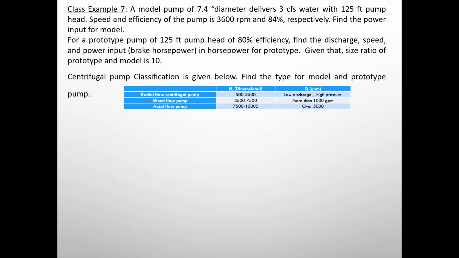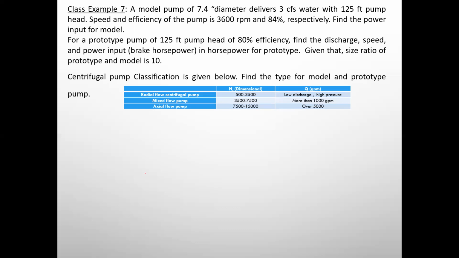Speed and efficiency of the pump is 3600 RPM, which is rotation per minute, and 84% efficiency. Find the power input for the model. Then for a prototype pump of 125 feet pump head and 80% efficiency, find the discharge, speed and power input in horsepower for the prototype, given that the size ratio of the prototype and model is 10. Centrifugal pump classification is given below. Find the type for model and prototype pump.